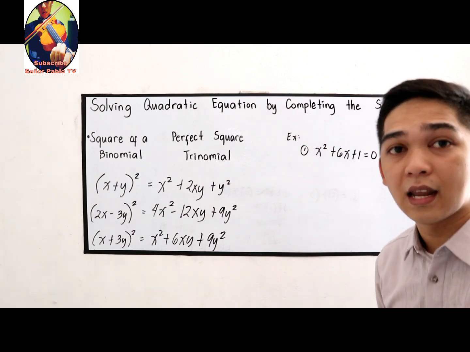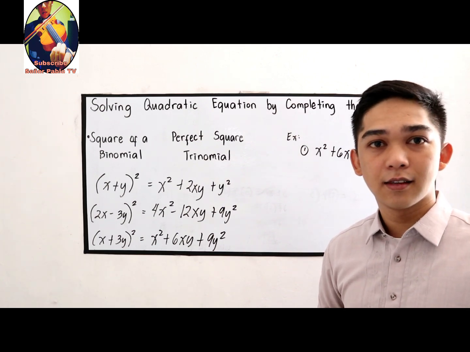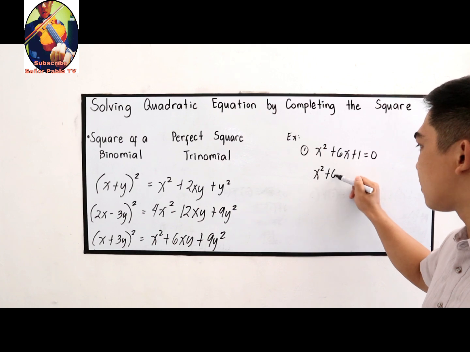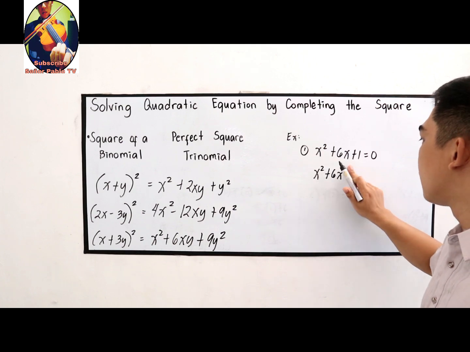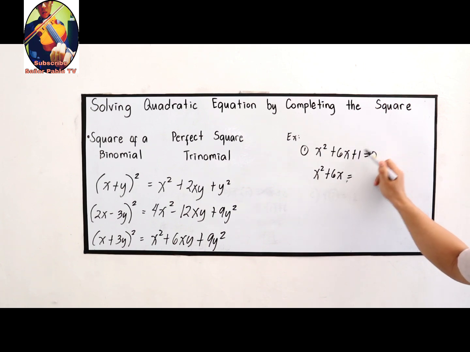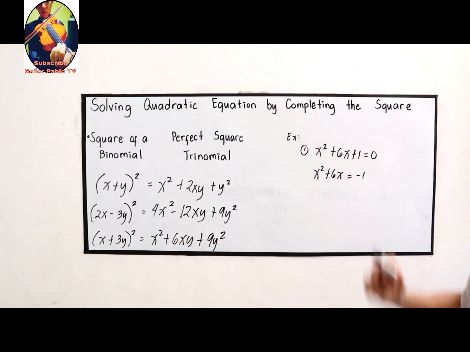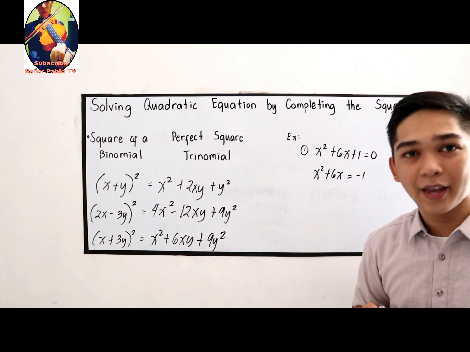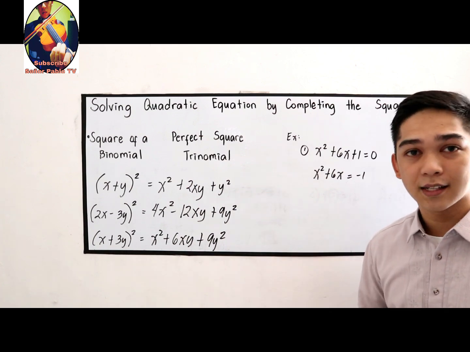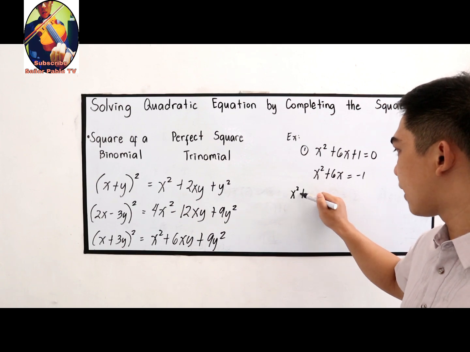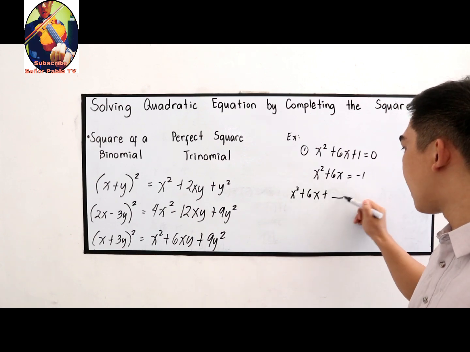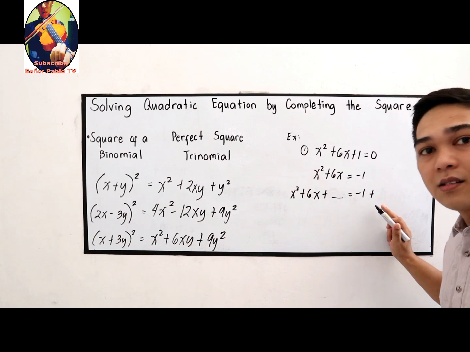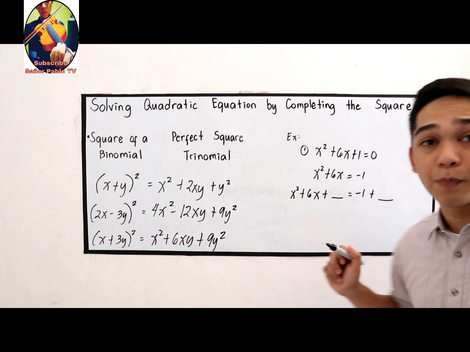So, ang first step natin ay i-isolate muna natin si constant. So, inilipat natin sa kabila. So, magiging x squared plus 6x, transpose positive 1, that is minus 1. Yan. Next, gawin natin ito na trinomial, na perfect square trinomial. So, x squared plus 6x plus blank is equal to negative 1 plus blank. Kung ano i-add natin dito, i-add din dapat natin sa right side of the equation para maging balance pa din yung ginawa natin.